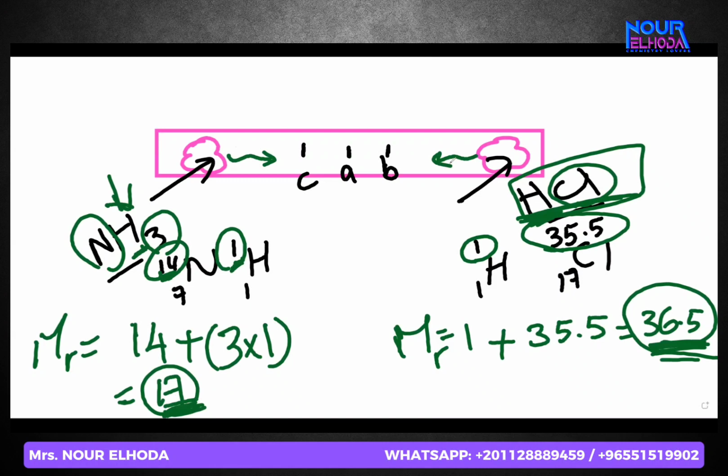HCl. Exactly. HCl is very heavy, so it's going to move just a small distance. But what about the ammonia? It's light, 17. It's very light. That's why it's going to move a lot, for a long distance.